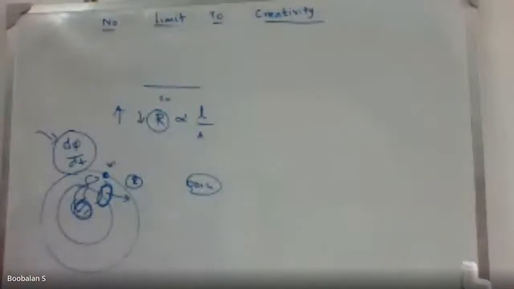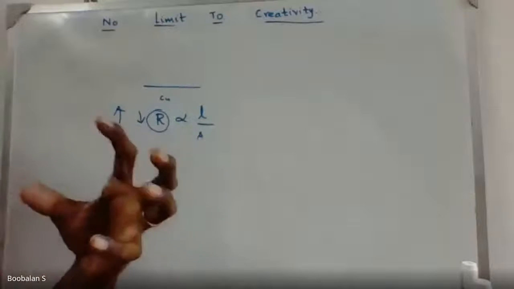Resistance is directly proportional to L by A. This is a practical question. So how are we going to eliminate this error, right? So then I increase the length to 600 kilometers and I increase the diameter.